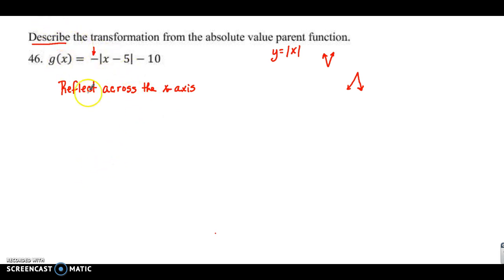The other thing that affects our graph would be this 5 that's inside our absolute value bars. Remember, inside, if it's attached to the x, we like to say that it does the opposite of what we expect. So it's going to be a horizontal shift, although instead of going to the left 5 like you naturally would think, we do the opposite. So it's going to be a horizontal shift to the right 5 units.